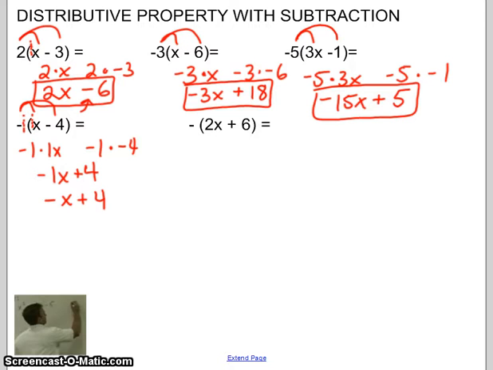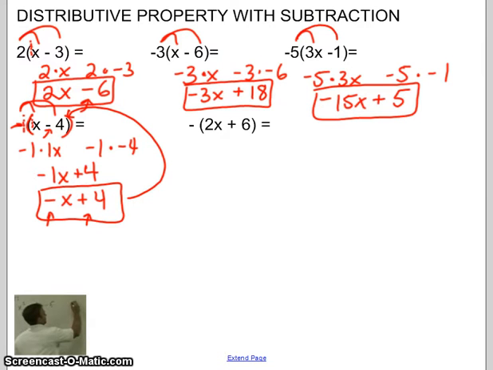Okay, now what you can notice about our answer compared to our original problem is that when we have a negative outside the parentheses, all the signs just change inside the parentheses. The x becomes negative, and then the negative 4 becomes positive 4. Alright, so it's a kind of quick way to do these distributive properties with a negative out in front.